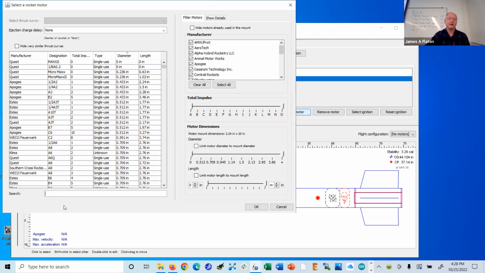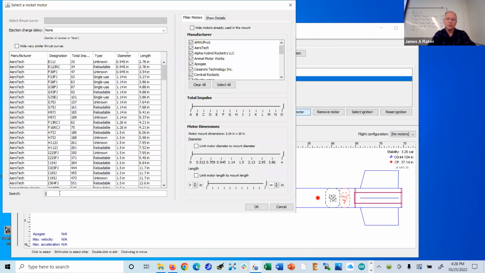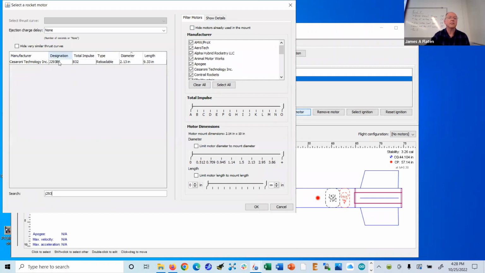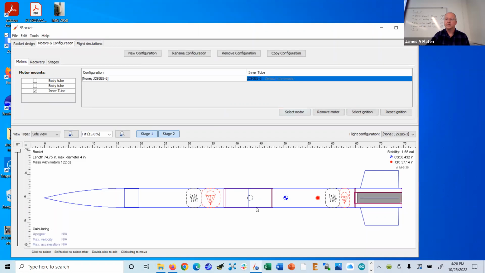And let me try saying, it could be a motor from any manufacturer. And let me try J293. I think that's one of the ones that we're going to be flying. J293, Cesaroni Technology. And if I say okay, turns out it's a 54 millimeter diameter 2-grain motor. And so it fits nicely.